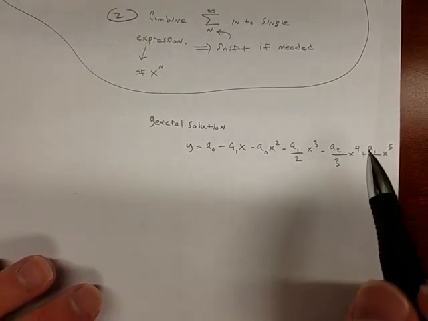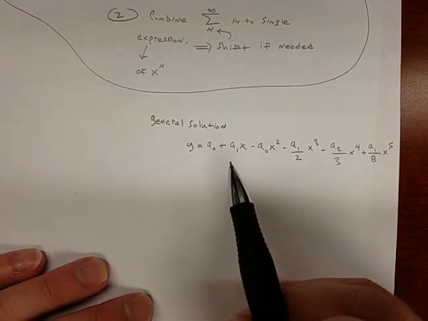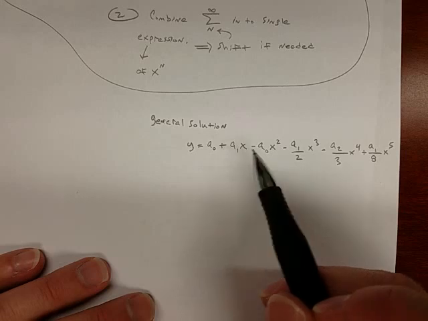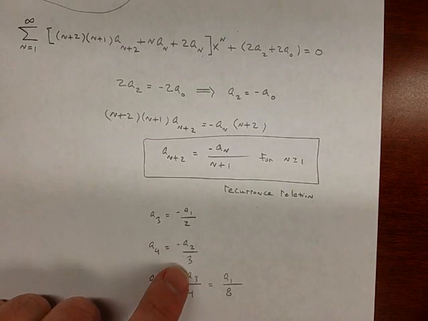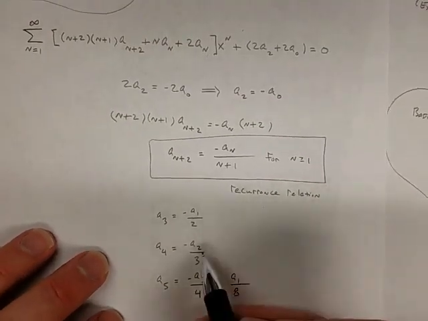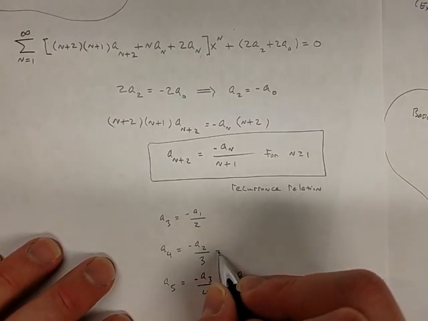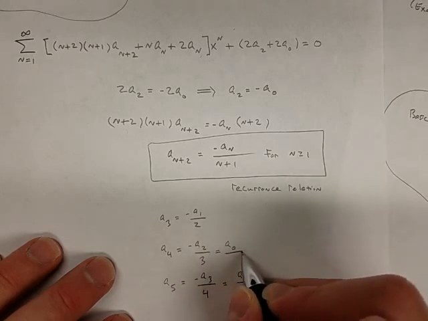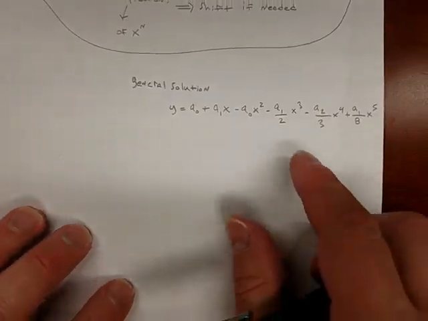Okay, so I was writing this down and I realized something. Remember, we want to give the answer in terms of just two unknown constants, a0 and a1. And I did find that a sub 4 was negative a2 over 3, but what I should have done is tell you that I know a sub 2. A sub 2 is negative a0. So what I would really need to say is negative a0 there, which would be just a0 over 3.